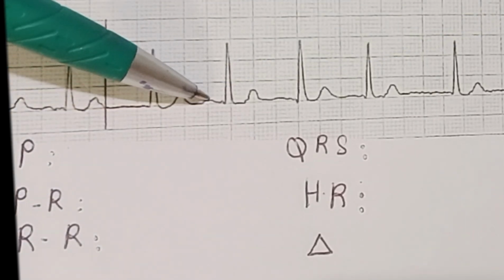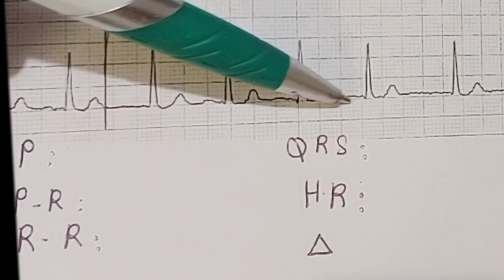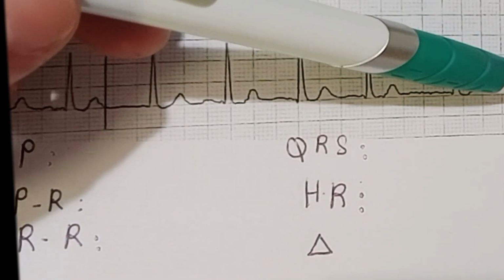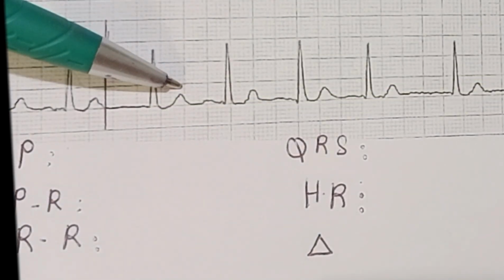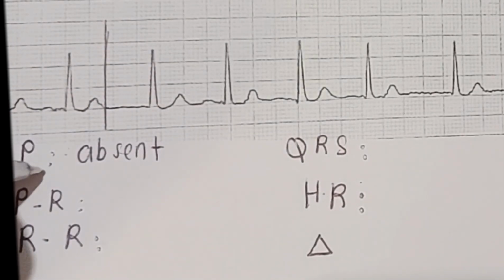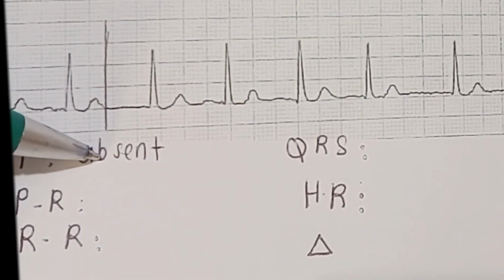So there is no P, there is something like P here, but no P. Here also no P. This is like fibrillating. This is also like fibrillating. This is just a bounce of like P wave. This is not a normal P wave. P wave is absent. So because we didn't see the normal P wave in all beats, it was absent.